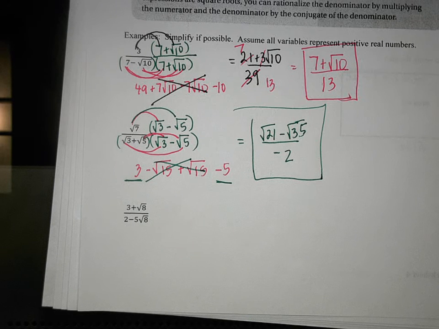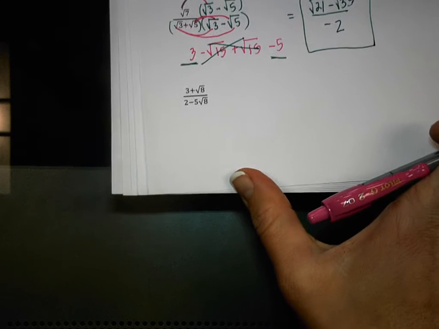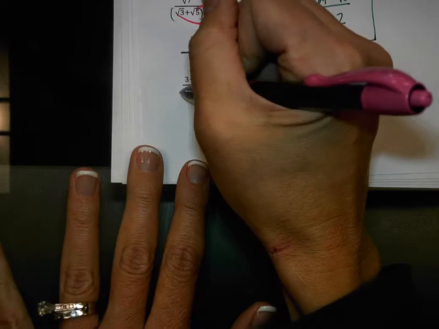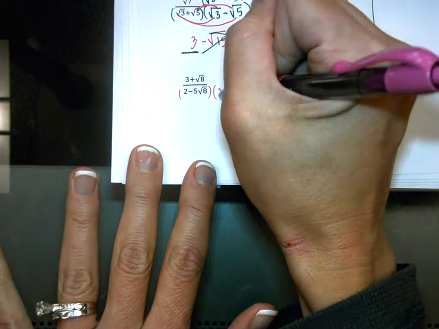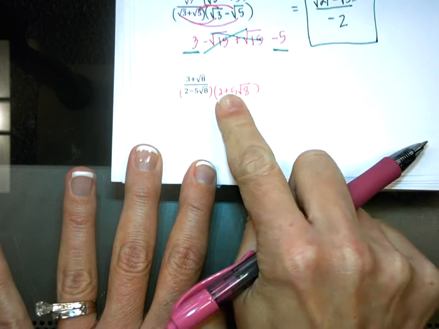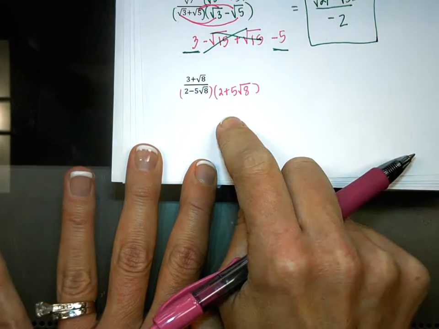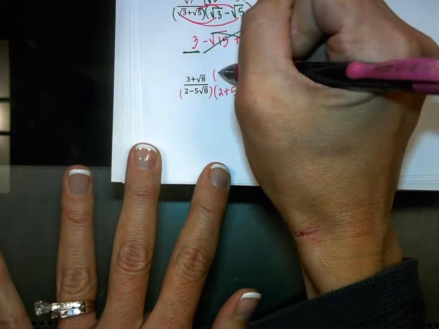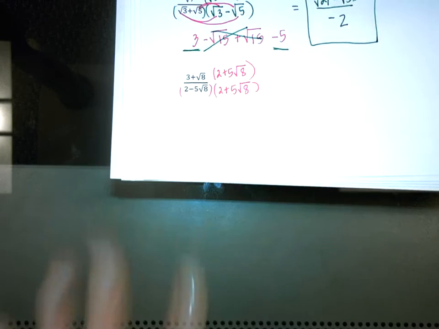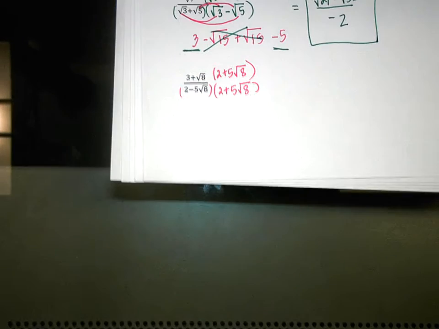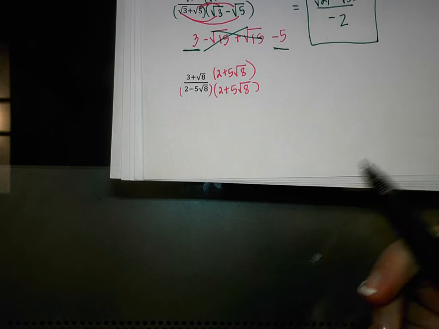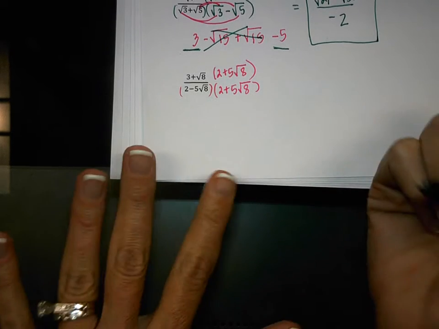Okay. What will be the conjugate on this? 2 plus 5 root 8. Perfect. So again, notice that the only thing that's changing for the conjugate is just the sign in the middle. Whatever we do at the bottom, we also have to do to the top. Now, you have to be careful with these when you have the numbers in front, because sometimes it can get confusing. So it might be good to write this one all the way out.